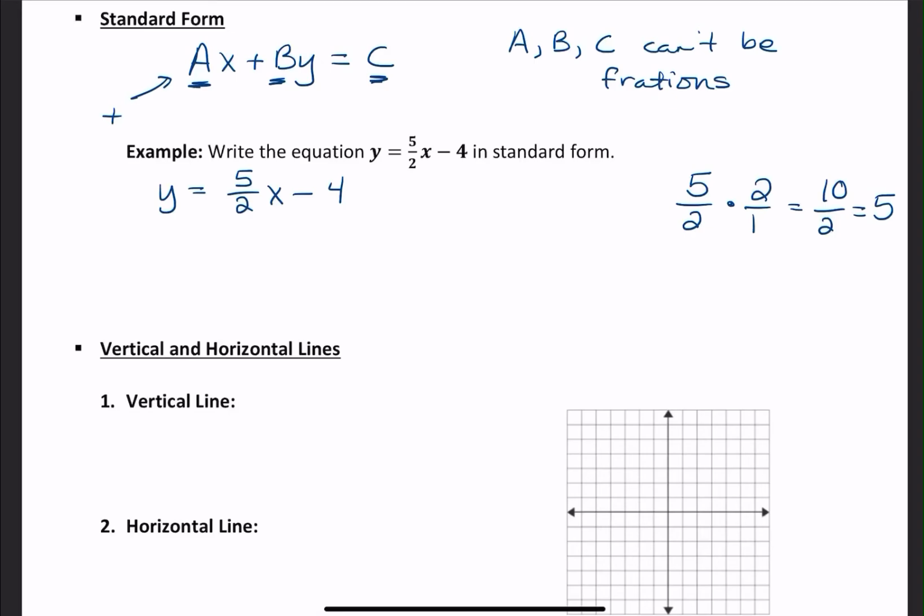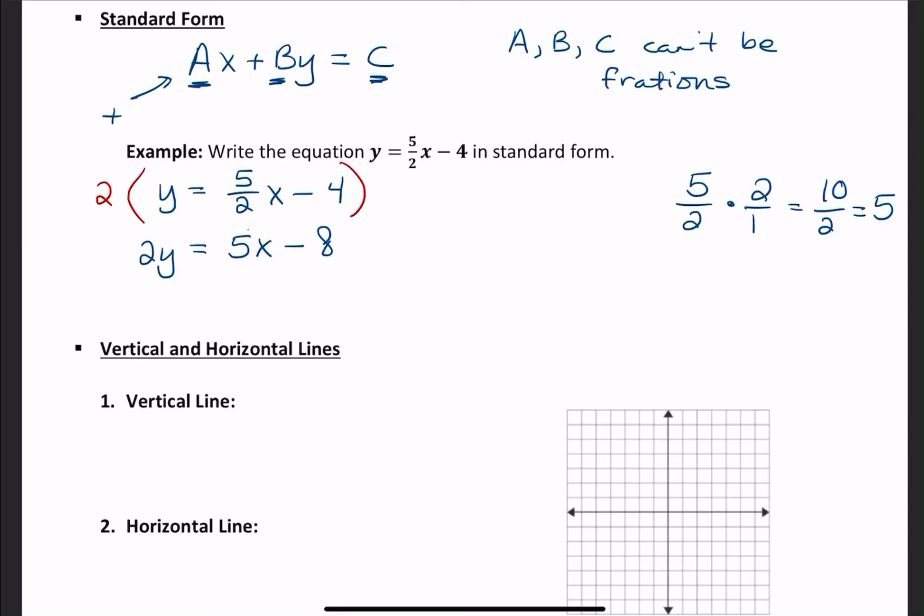The problem is you can't just multiply the 5 over 2. If I multiply one thing, I have to multiply everything. So I'm going to multiply the whole equation by 2. So that'll give me 2y equals 5x minus 8. Now I've gotten rid of the fraction.